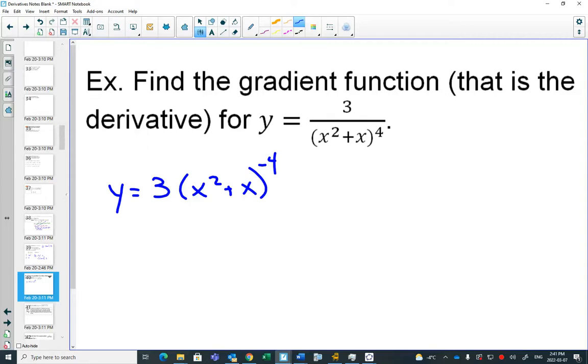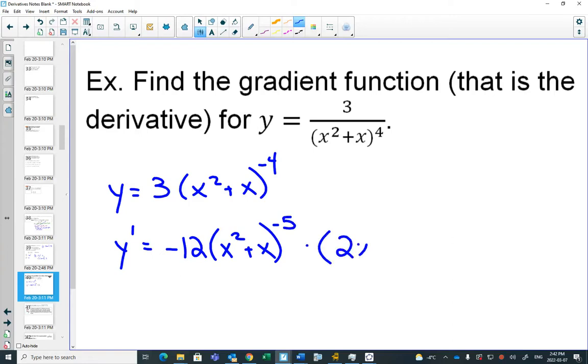So now if I want to find the gradient function or the derivative, I could bring my outside function, bring the 4 out in front, subtract 1 from the exponent, then multiply by the derivative of the inside function. And we're done.